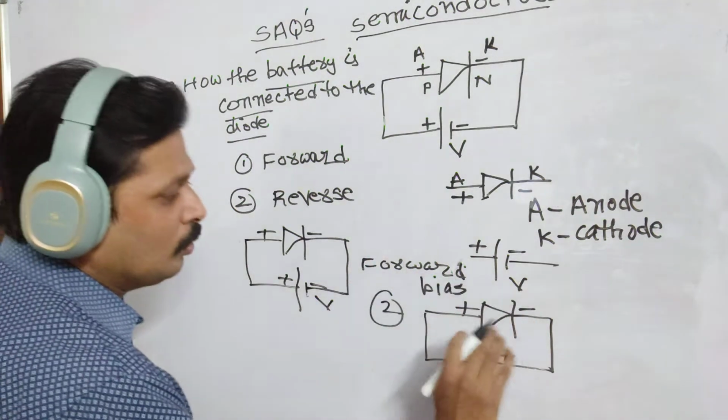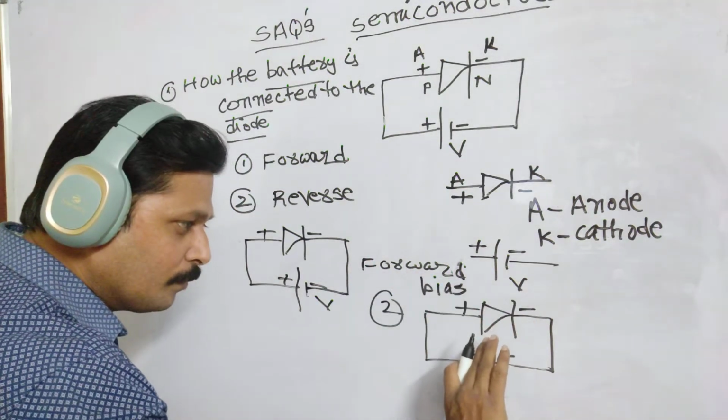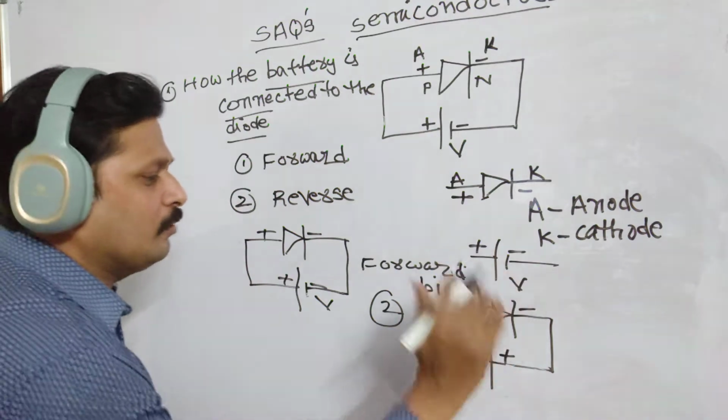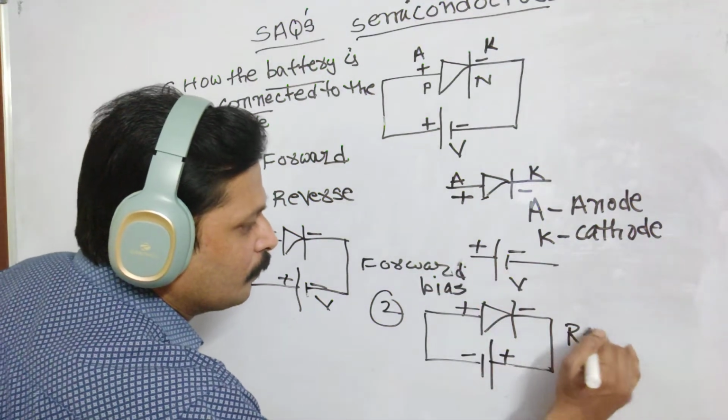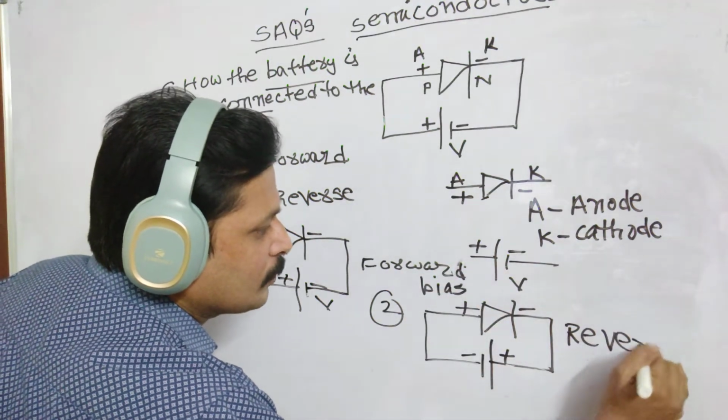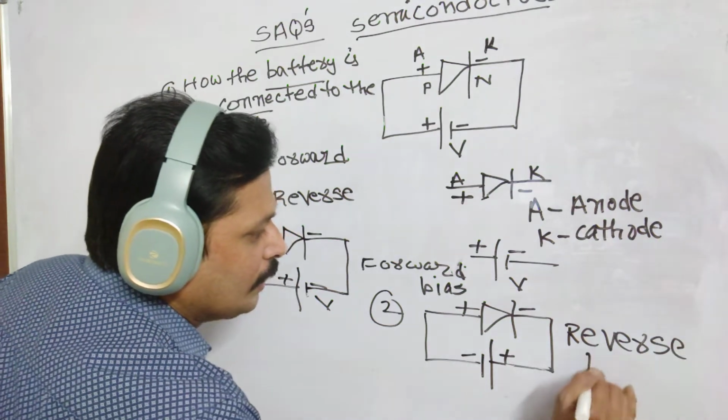No need to write anything more above these points; these points are enough. This way of connection is also called reverse bias.